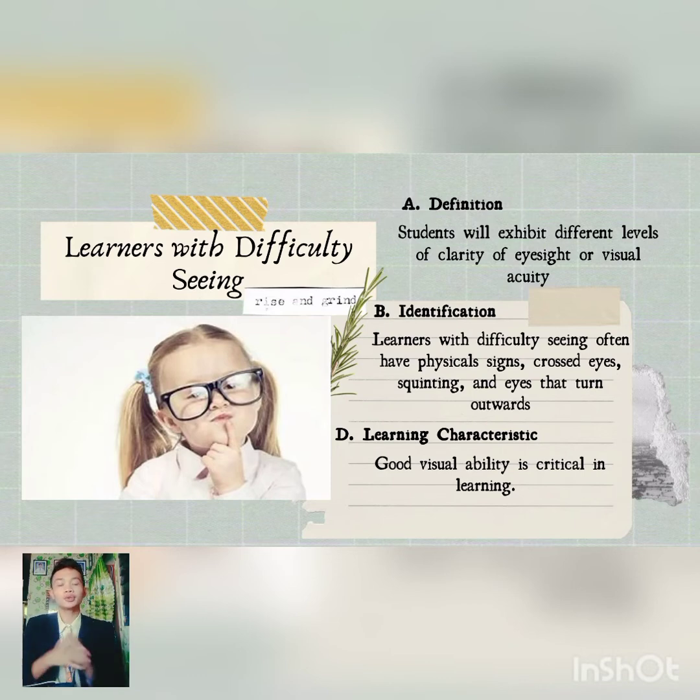Learners with difficulty seeing may also show poor eye-hand coordination. This can be seen in their handwriting or poor performance in sporting activities. So we can identify a child as possibly having difficulty seeing if the child has poor handwriting, because if you do not give a remedy for this problem, it could affect the child's academic performance.